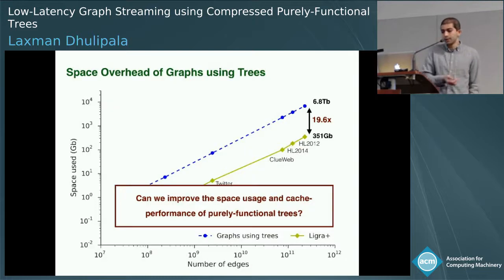So it's an interesting question whether we can actually improve the space usage and the cache performance of this approach using purely functional trees while preserving the other desirable properties of purely functional trees, namely being able to generate new versions using path copying and the immutability properties which enable concurrency.